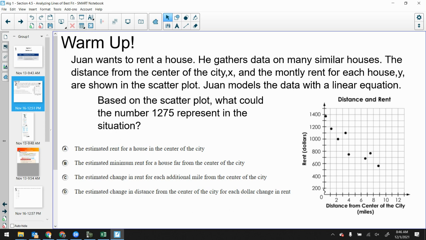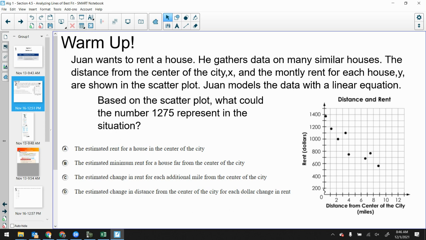Warm up. Juan wants to rent a house. He gathers data on many similar houses. The distance from the city center, X, and the monthly rent, Y, are shown in the scatter plot. I will tell you right now, this is a release question off of a test. I can't remember what year it was, but this is an actual test question. Based on the scatter plot, what could 1275 represent?